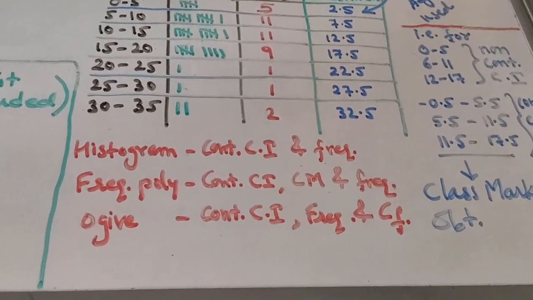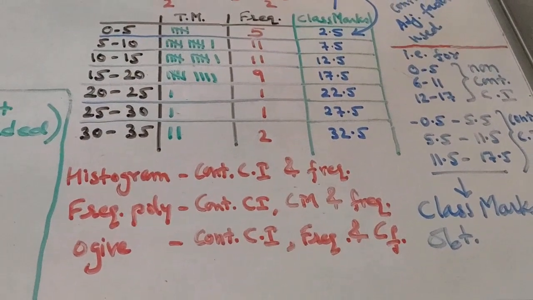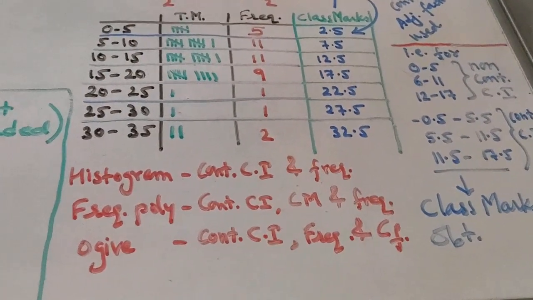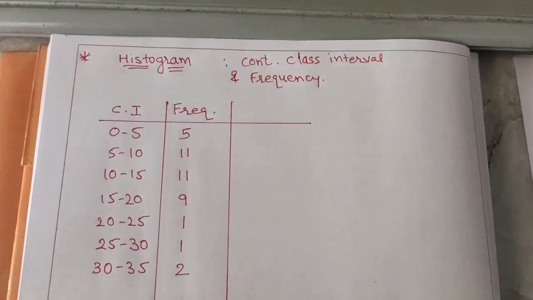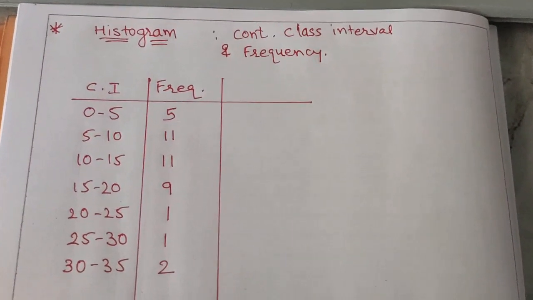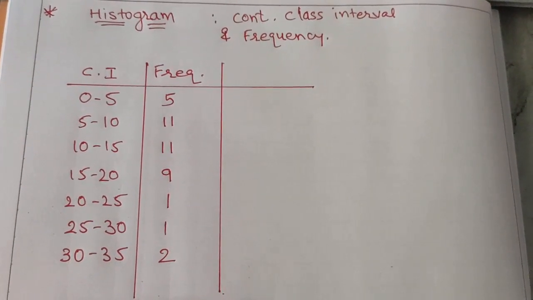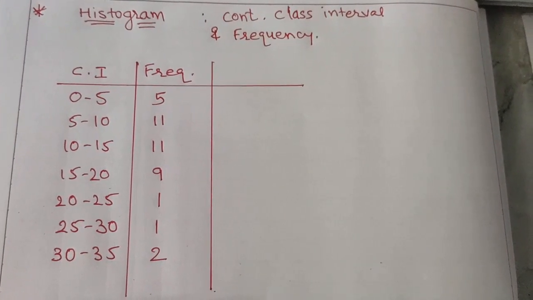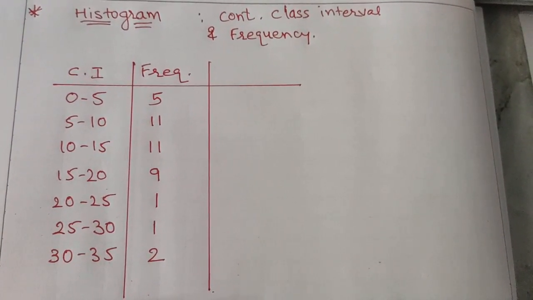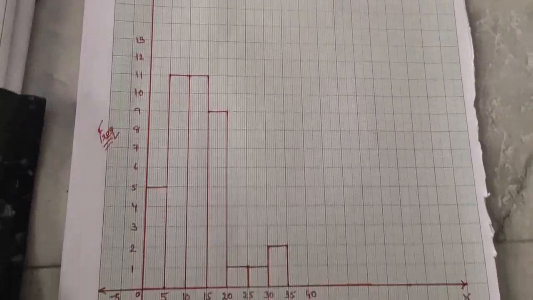So let us talk about histogram first. In histogram you require continuous class interval and frequency. So I have done it on paper. So this is how it looks. Keep in mind that continuous class interval and frequency are required. So the class intervals are 0 to 5, 5 to 10, 10 to 15, 15 to 20, 20 to 25, 25 to 30, 30 to 35, and the frequencies are 5, 11, 11, 9, 1, 1 and 2 respectively. So the graph that you need to draw is to be in this manner.